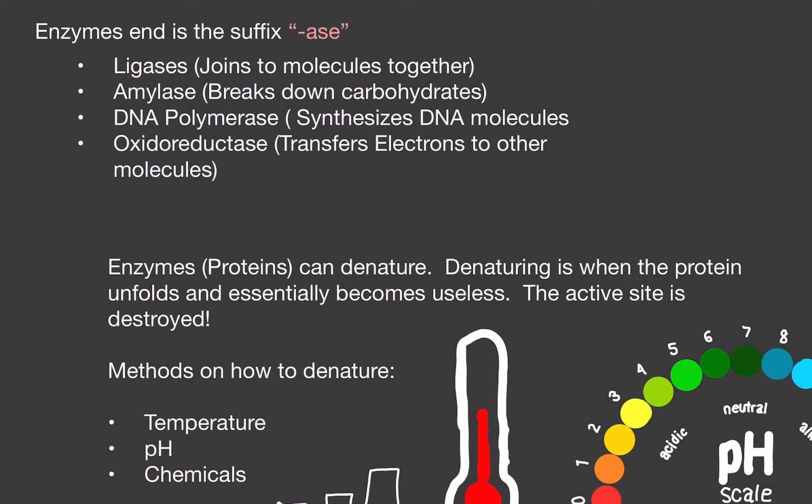Oxidoreductase is another enzyme that transfers electrons to other molecules. Enzymes can do so many different things. And we're actually going to go over many of the functions when we go over the different pathways like glycolysis, gluconeogenesis, the Krebs cycle, the Cori cycle, all that kind of stuff.